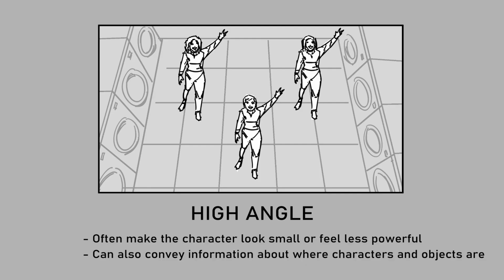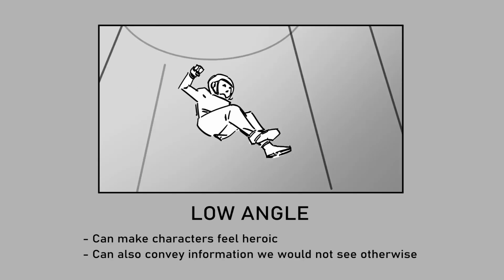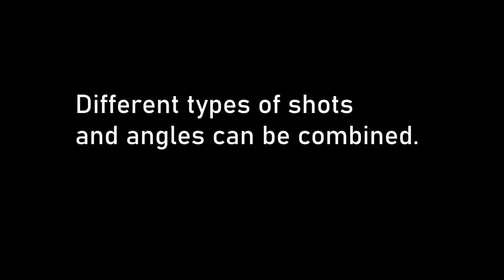And just as important as what we show is how we show it, the camera angle. These are very basic ideas, so you'll find exceptions, but generally, high angles often make the character look small and feel less powerful. It can also convey more information about where characters and objects are. In contrast, filming someone on a low angle can make them look heroic. It can also give us information we wouldn't see otherwise. You can combine an angle with any of the previous types of shots. So you can have a high wide shot that shows the top of buildings, or a high medium shot that shows the character studying a map.